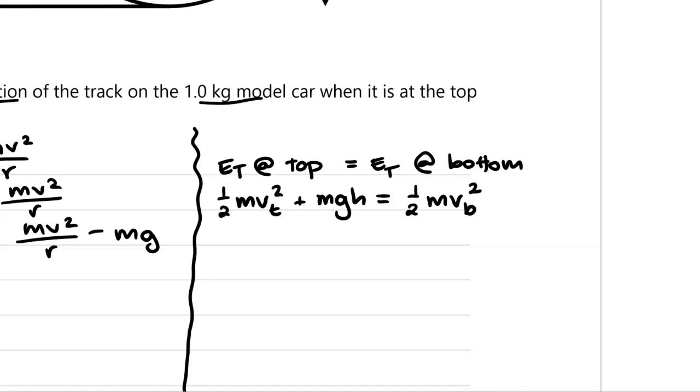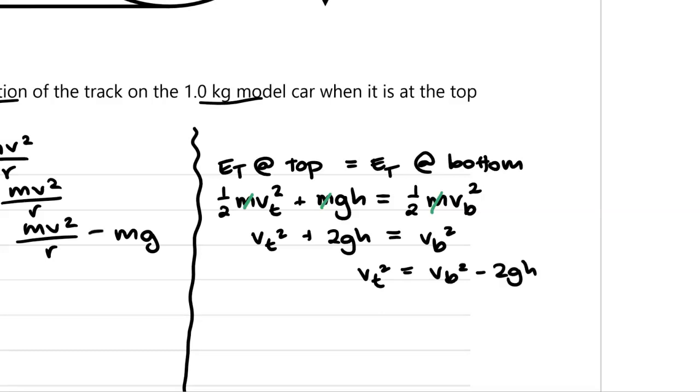Now what's really nice here is m appears in every term, so we could cancel that off. You don't have to, but I think it makes life a lot easier. Now I've got halves there, so I'm going to multiply everything by 2 to get rid of the halves. So that means we've got vt squared plus 2gh, because that didn't have a half, and we're multiplying everything by 2, equals vb squared. See how multiplying by that 2 just makes life a little bit easier. Now we're solving for vt specifically, so we need to start getting that by itself. So vt squared will be vb squared minus 2gh, and we're going to take the square root of both sides.